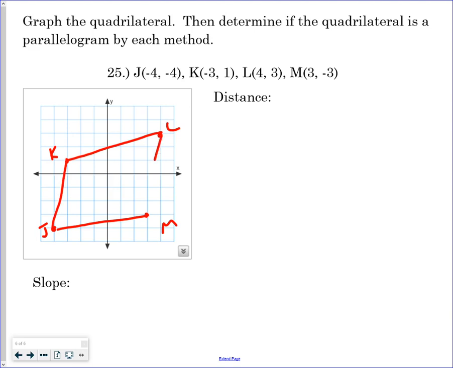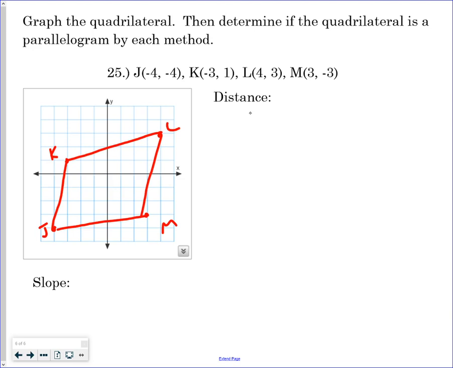Now, I did not use a ruler, so I'm not going to trust my drawing very well, right? I'm not going to be like, well, those look parallel. I don't really know. I didn't use a ruler, okay? So the first one we're going to do is prove it by the distance formula. If I'm trying to prove whether this is or is not a parallelogram by the distance formula, which of the theorems from above would be helpful in that?